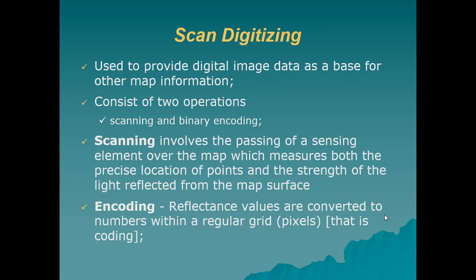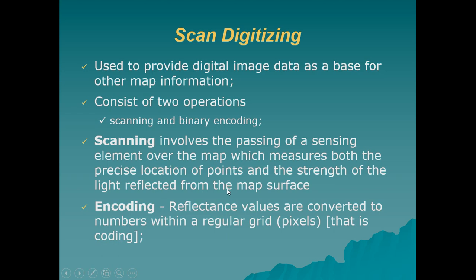Now, scan digitizing. When we're performing scan digitizing, we're actually carrying out two operations at the same time. We are scanning, that is, capturing the reflectance differences in what the sensors see, and as we scan, we carry out binary encoding. Scanning involves passing a sensing element over the map, which measures both the precise location of the points and the strength of the light reflected. So it's capturing two sets of information: the location and the strength of the light reflected.